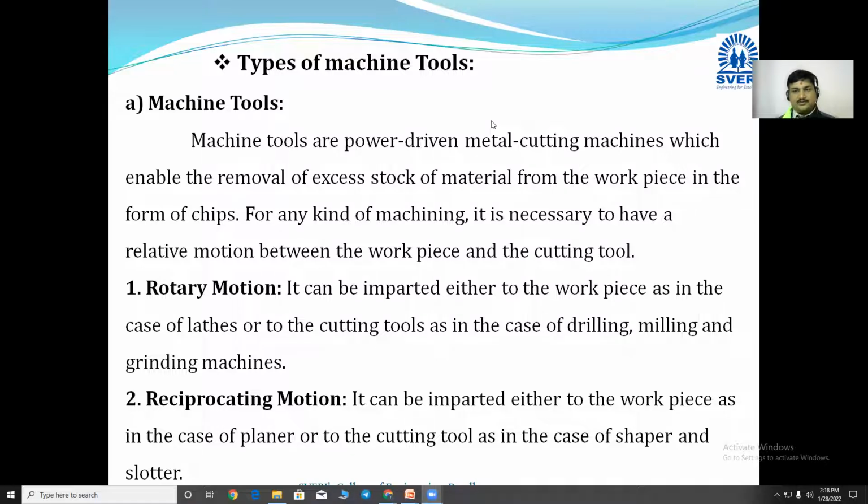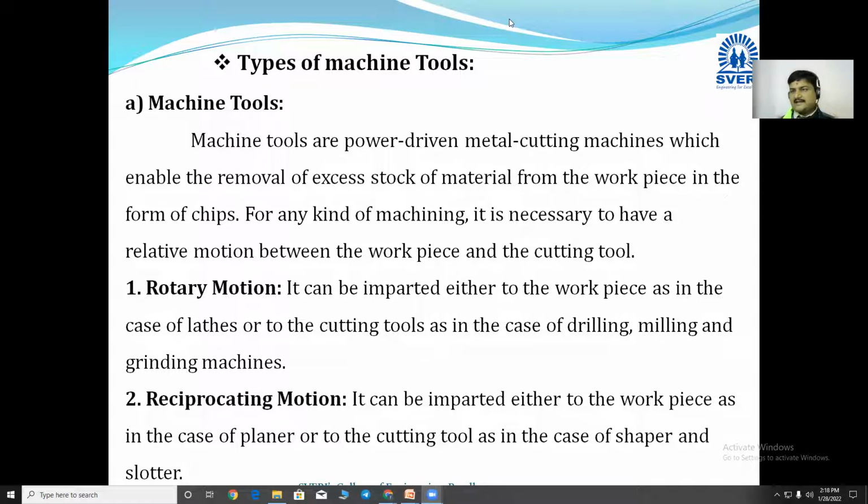Are you ready with your notebook and pen? Yes, sir. So give the heading types of machine tools. Types of machine tools. Now, is it visible to you? Screen is visible to you? Yes, sir. Okay.